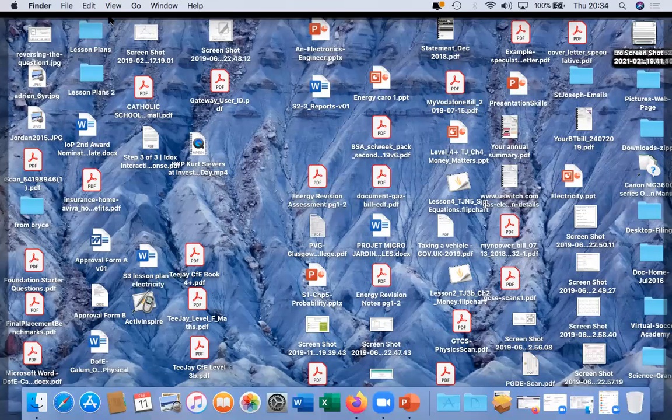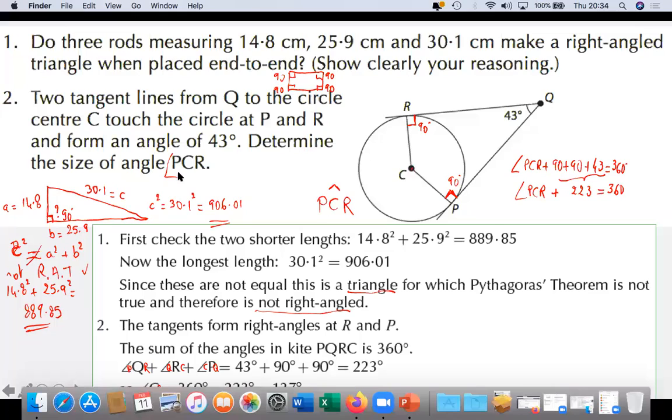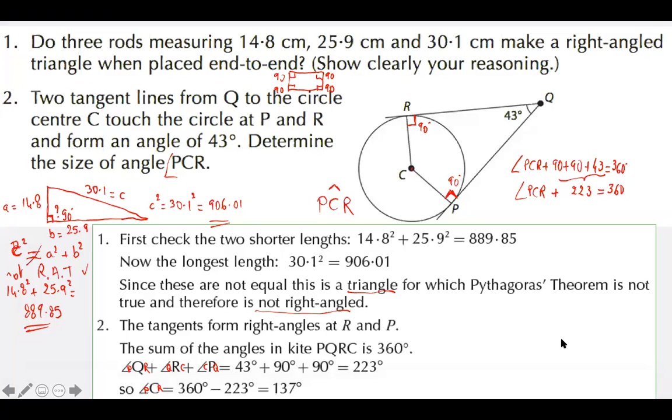Where's my PowerPoint? Down the bottom, I think. Right down the bottom. There you go. Can you see it back? Yeah. You just need to make that up.